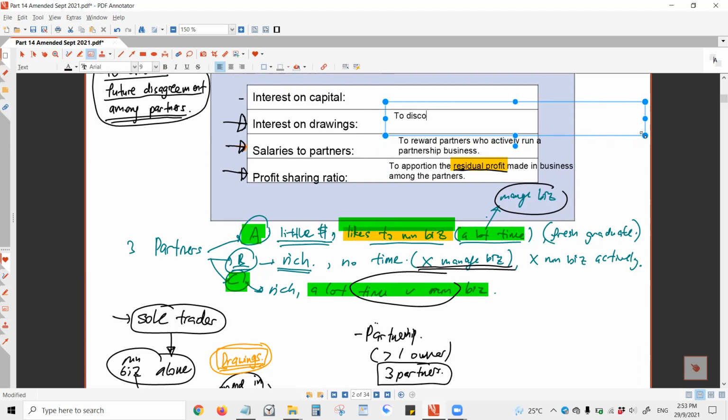To discourage partners from taking excessive drawings. Yeah, excessive drawings. By penalizing means charge them penalty, okay? By penalizing them with penalties.